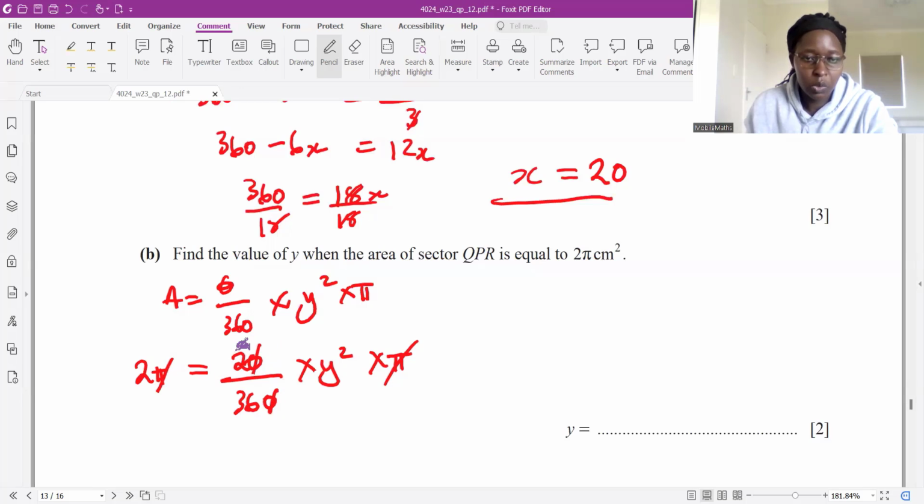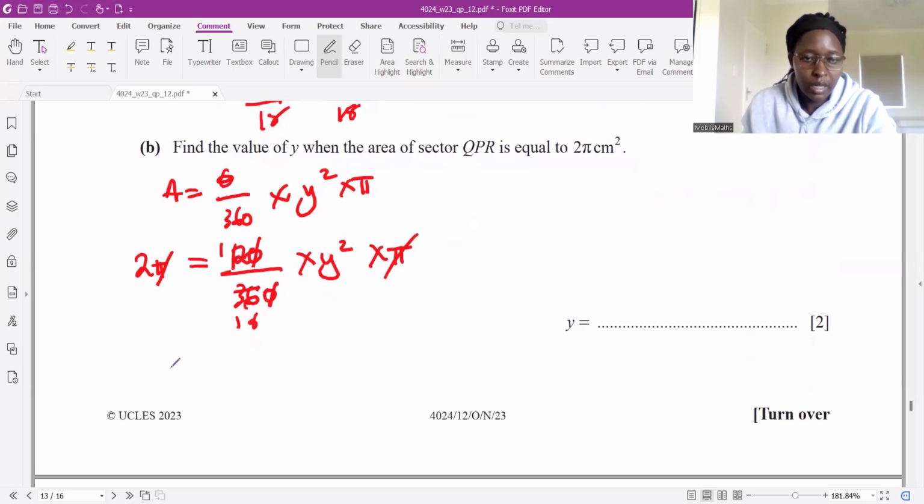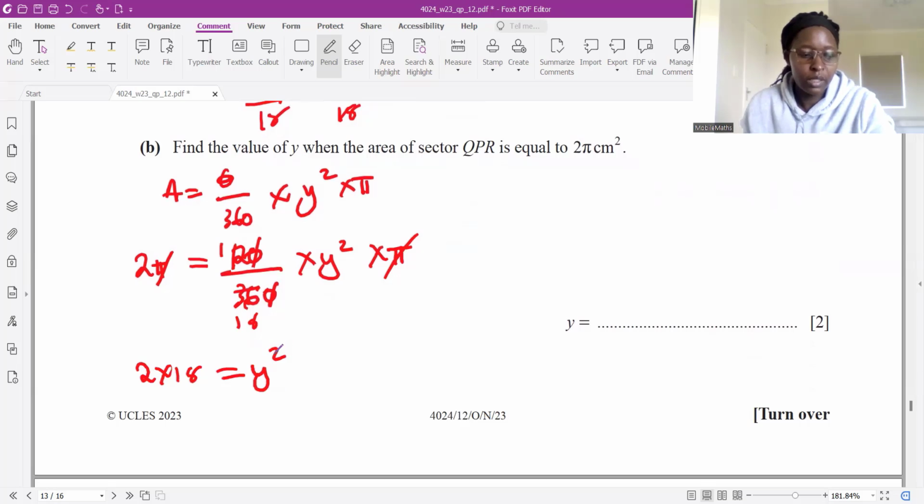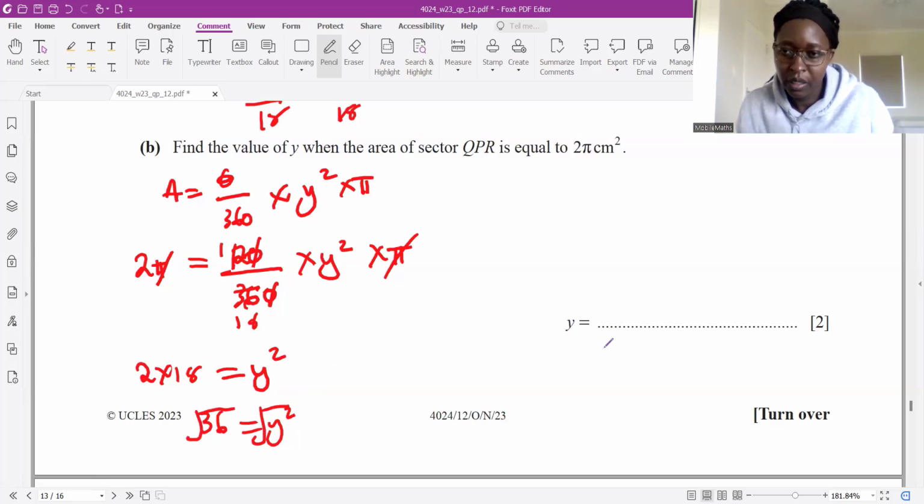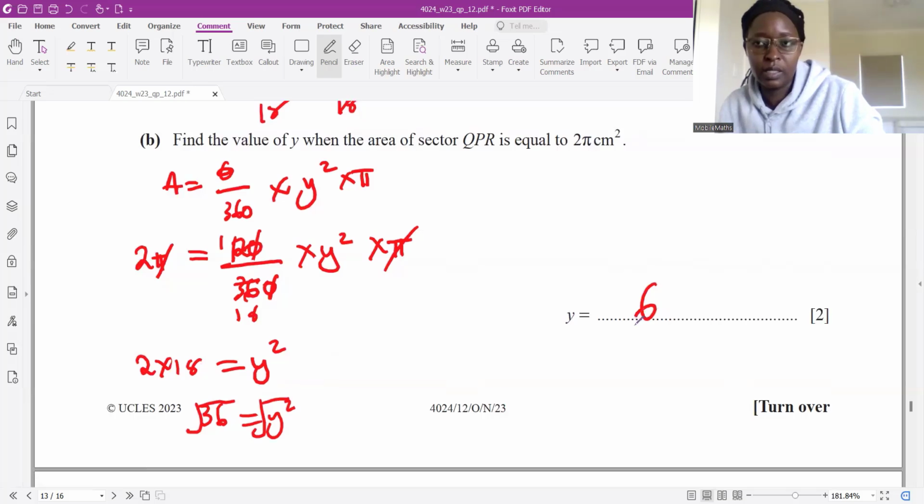Cancelling the zeros, 2 here, 1, 2 here, 1, 1, 8. So I now have 2 times 18 is equal to y squared. 2 times 18, so that's 36. So 36 is equal to y squared. So the square root of 36 is equal to 6. So our y is 6 there.